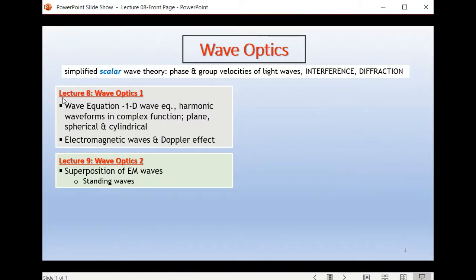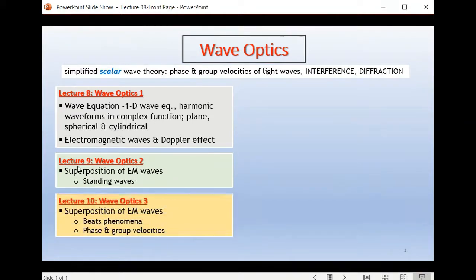We shall start with introduction of wave equations as well as electromagnetic waves and Doppler effect in lecture 8. This is followed by superposition of electromagnetic waves and creation of standing waves in lecture 9. In lecture 10, we shall continue on beats phenomena as well as phase and group velocities.